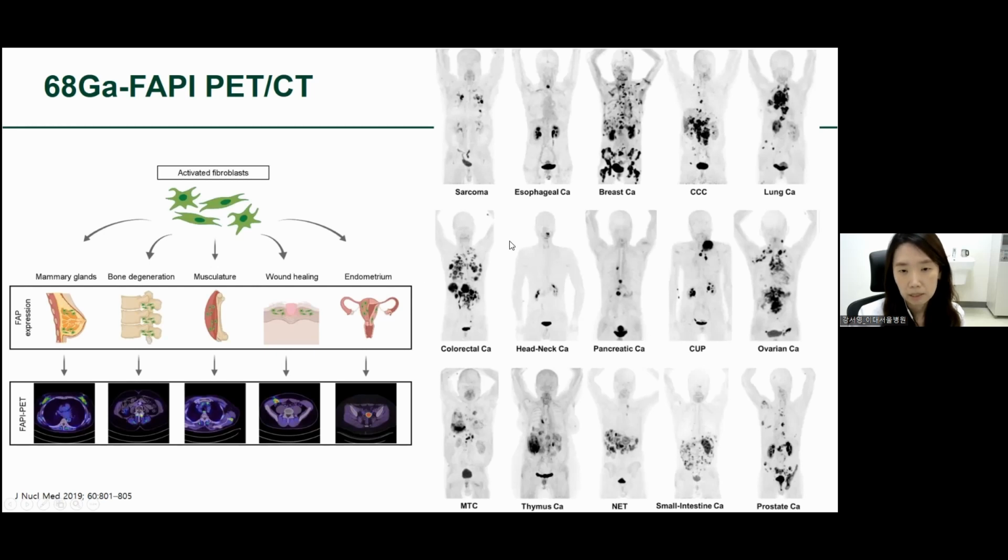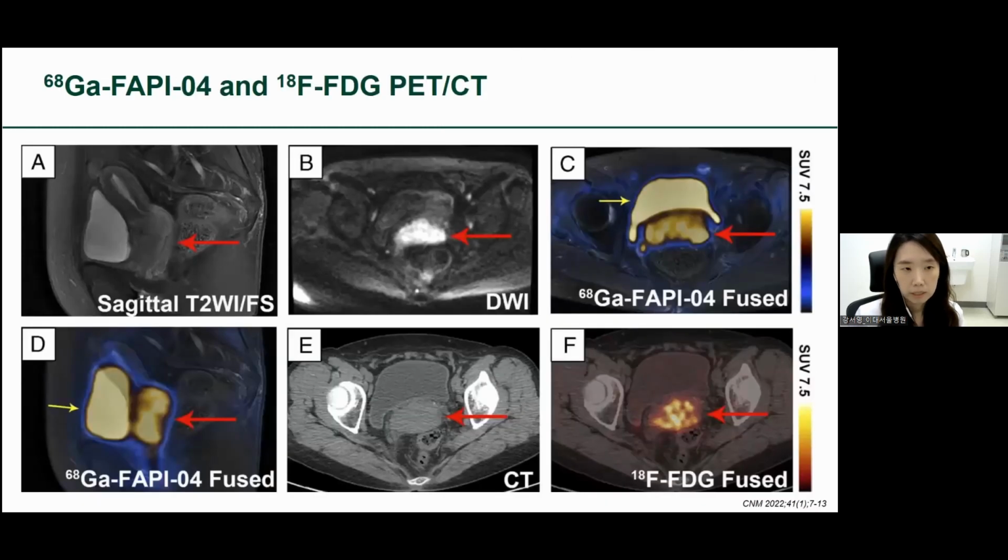you can see here very high discernible lesions in evaluating cancer, primary cancer, and also metastatic lesions with FAPI PET-CT. So this is a case of primary cervical cancer with the FAPI and also FDG PET-CT.